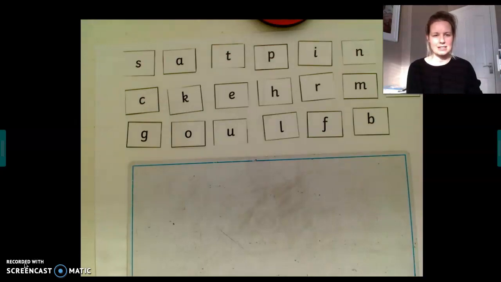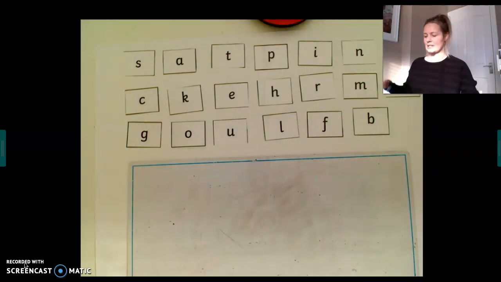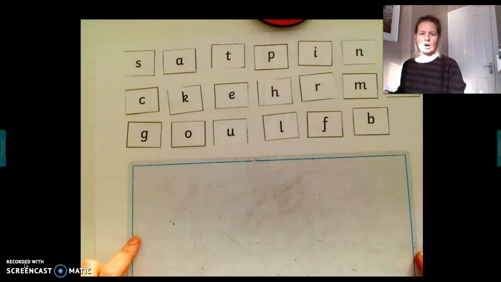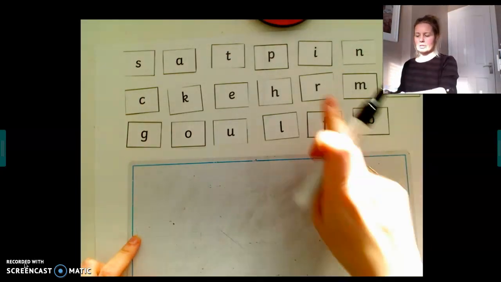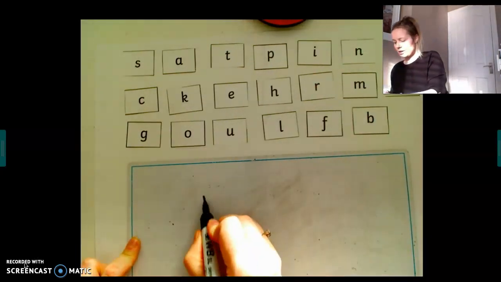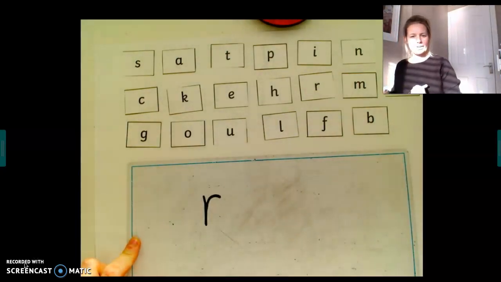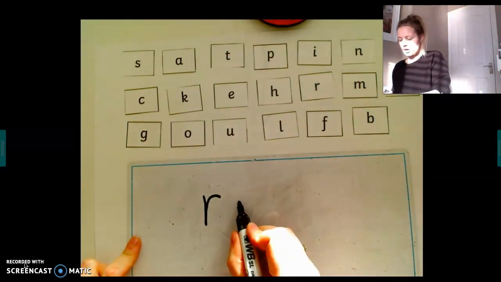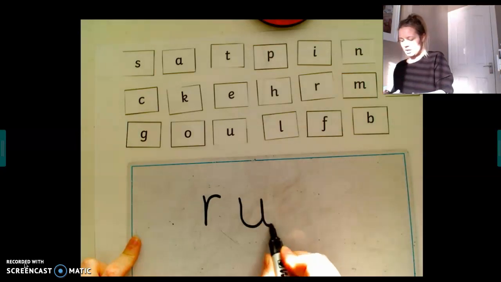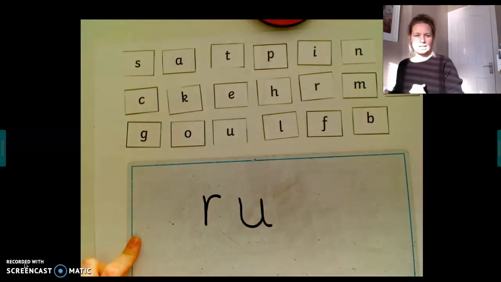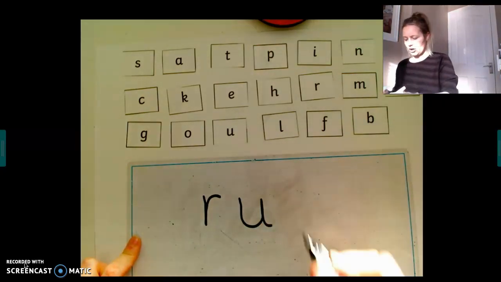The last word is rug. Rug. So it starts with an r, u, g. Start with our r, then we have a u, then our final one is a g, rug. Excellent.